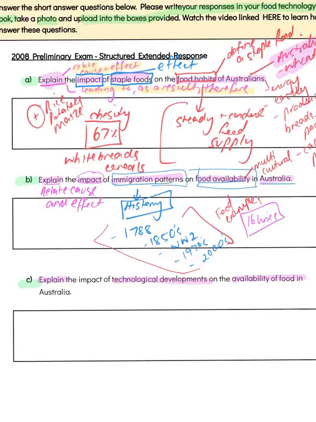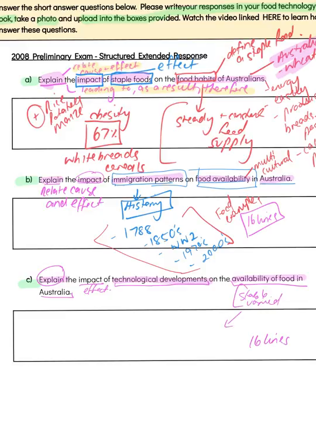The next question, again, is worth 8 marks, so you should be writing around 16 lines of information to address this question. And the verb again is to explain, which we know means to relate cause and effect, and to talk about the impact, which is the effect. So you are talking about the effect of technological developments on food availability in Australia and how technology has led to a stable food supply and a varied food supply.